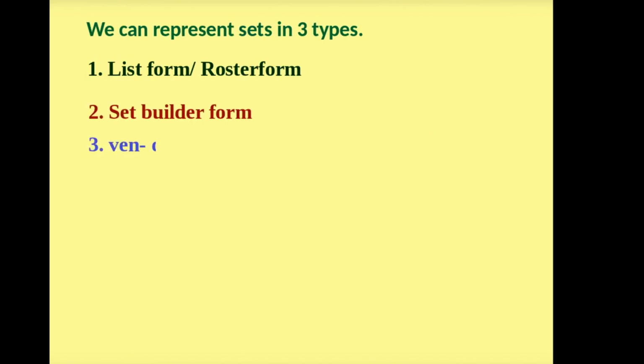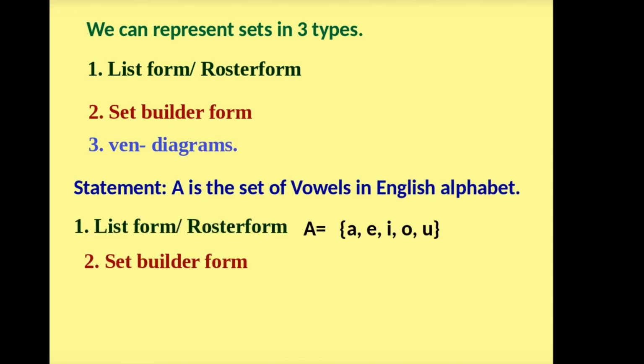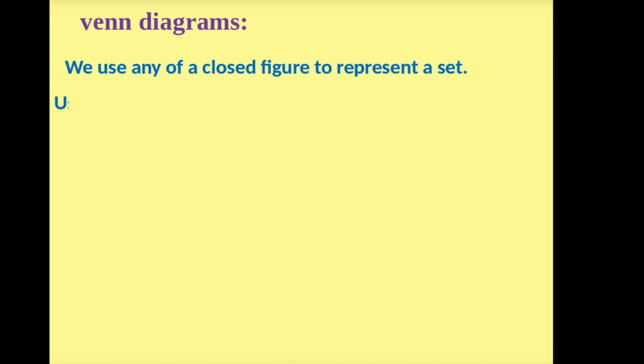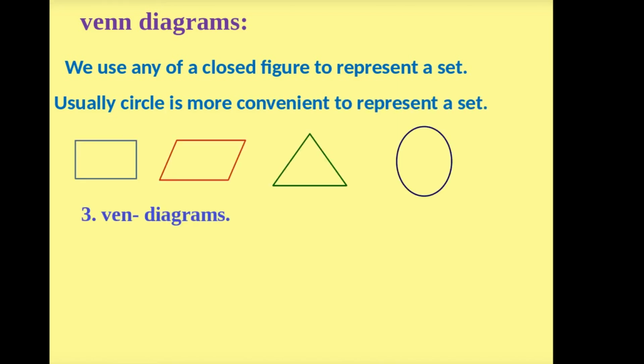Now statement. A is the set of the vowels in the English alphabet. In the list form, it can be represented as A = {a, e, i, o, u}. In set builder form, {x such that x is a vowel in the English alphabet}. And in Venn diagram, we use any closed figure to represent a set. Usually circles are more convenient to represent a set. We can use either rectangle, parallelogram or triangle or a circle. But we are using a circle in the Venn diagram.